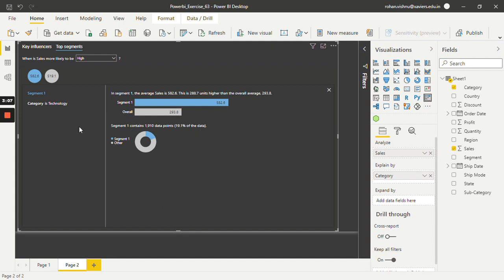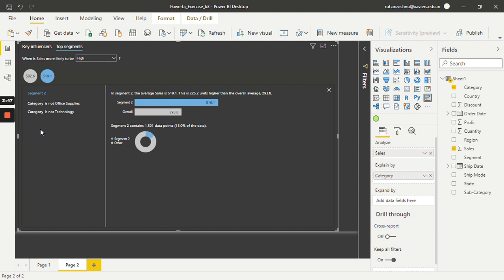When they have taken data only for technology, they found out that the average sales has increased by 288.7 units. Originally, for the whole data set, the average sales was only 293.8. But when they took data only for technology, the average sales became 582.6, which is basically 288.7 units higher than the overall average. And in the second segment, they have written category is not office supplies and category is not technology, which means they are only taking data of furniture.